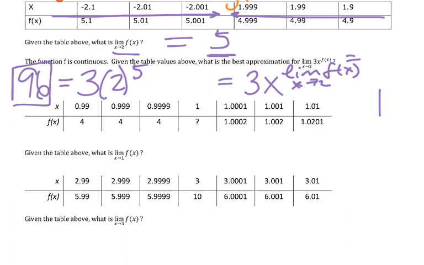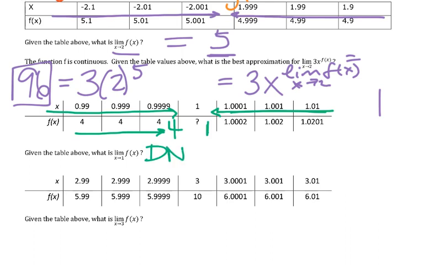Looking at the next table, it's asking what is the limit as x approaches 1 for f of x. So we can see that these x values are approaching 1. From the left, the f of x values are constant at 4, so these are headed to 4. From the right, the numbers are getting closer and closer to 1. Since they're approaching different numbers, the limit here does not exist.